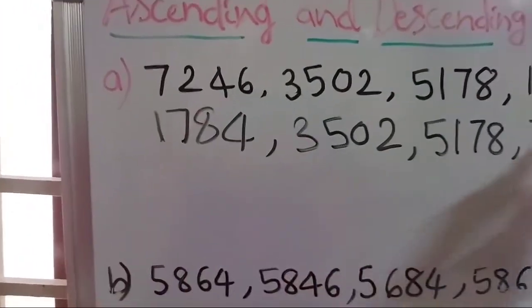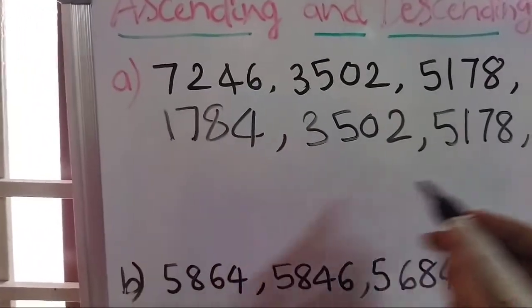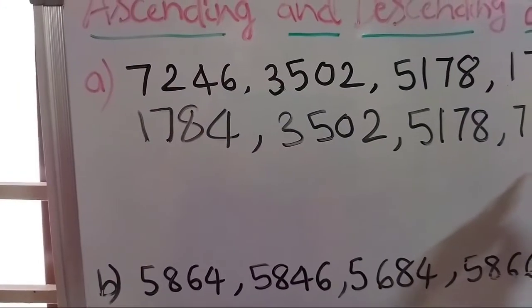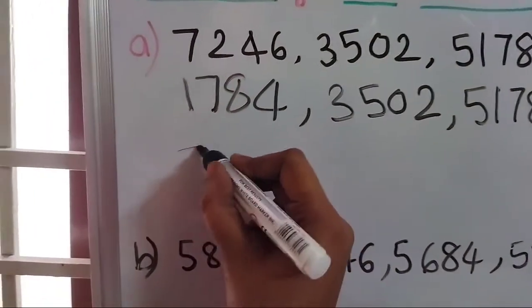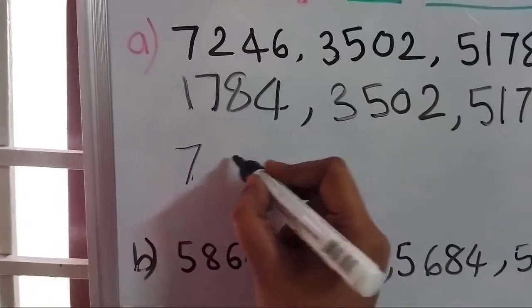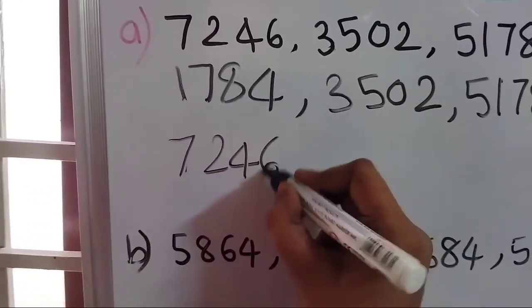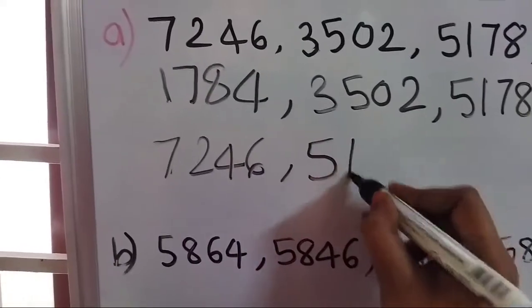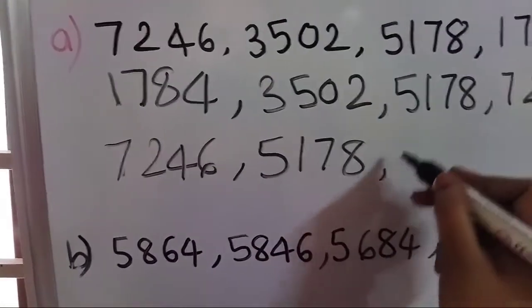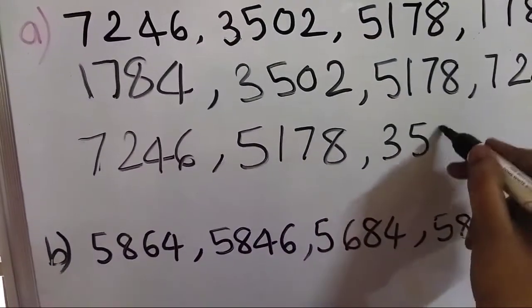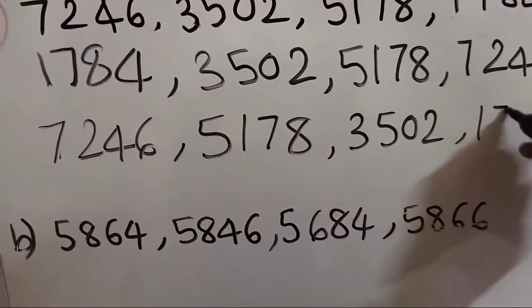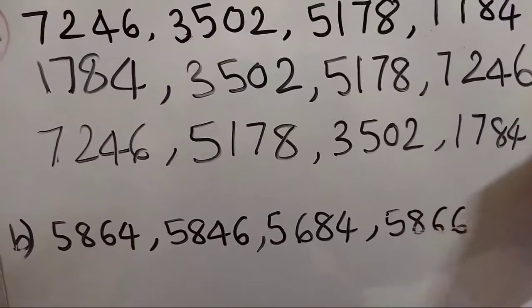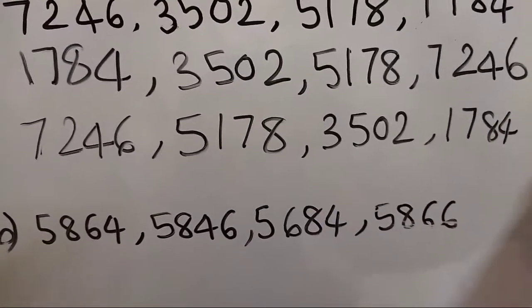Then we write descending order. What is the descending order? Biggest to smallest. So the biggest number is 7246. Next 5178. Next number is 3502. Last number is 1784. This is the descending order of these numbers.